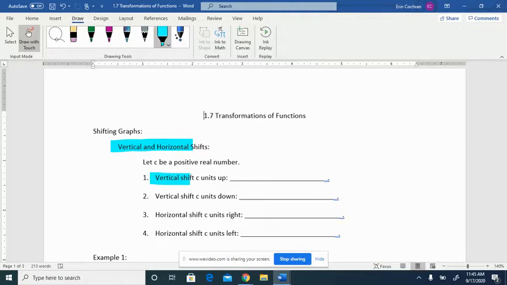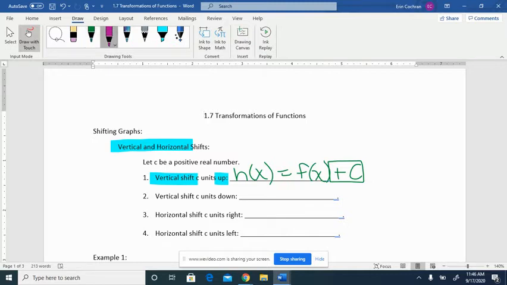If we look at a vertical shift, what that means is it's going up. It takes our function, such as h of x equals f of x plus c. So if you add c at the end of your equation, that means it's shifting my graph up that many units. If we're shifting down, instead of adding the c, we are going to subtract the c. So for example, we could have x squared plus 1.